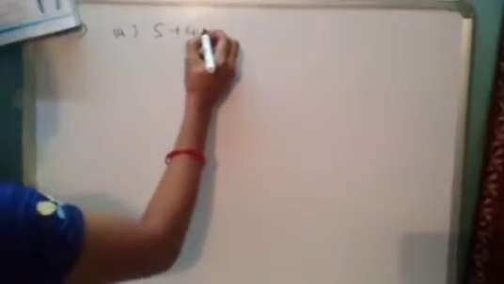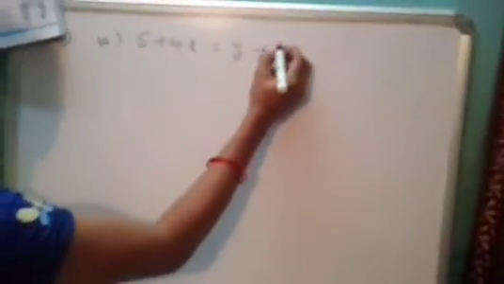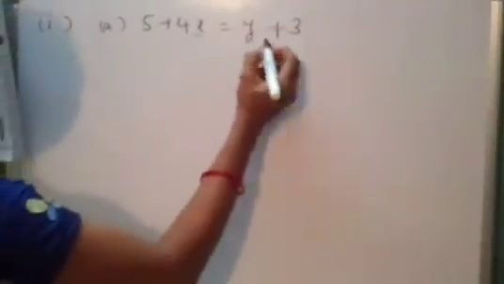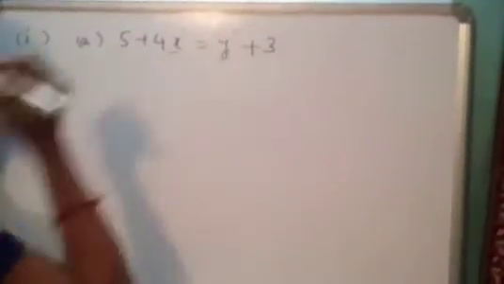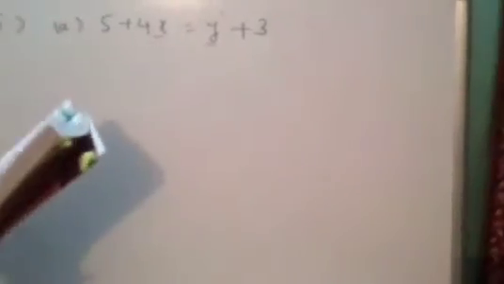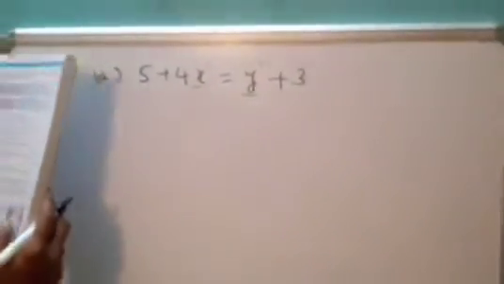First, mark the correct option in the following questions. First question. Which of the following equations is not a linear equation? A. 5 plus 4x is equal to y plus 3. In this, x is a variable and y is also a variable. The degree of 4x is 1 and the degree of y is 1. This is a linear equation in two variables.